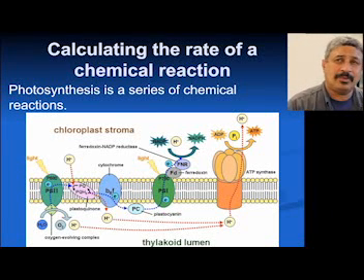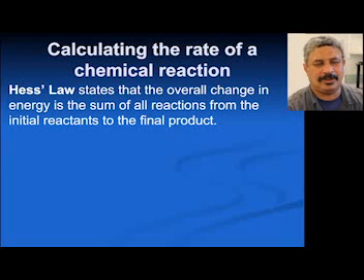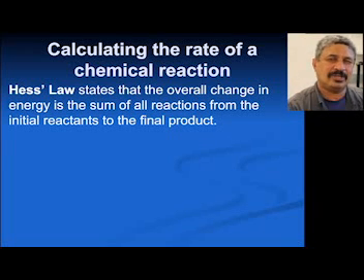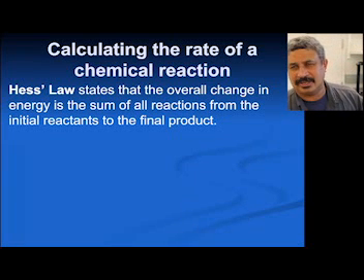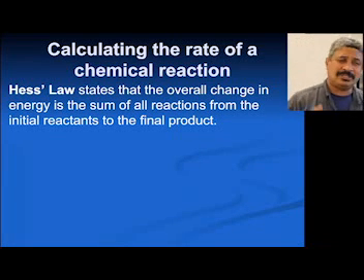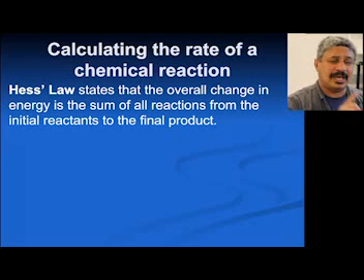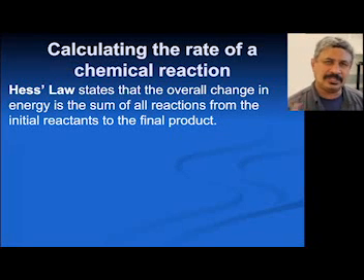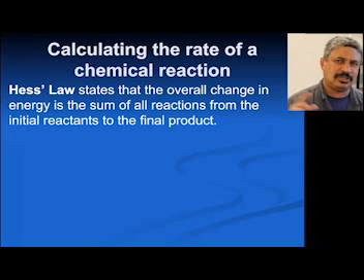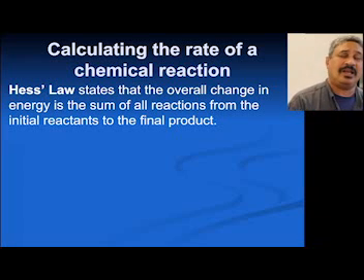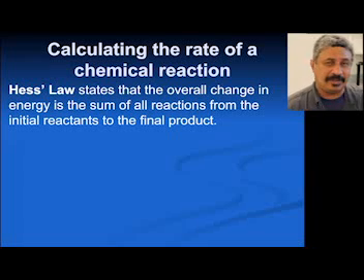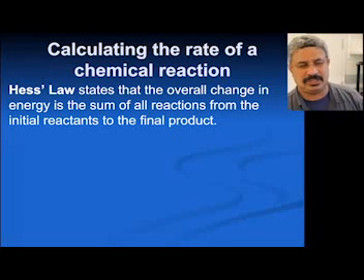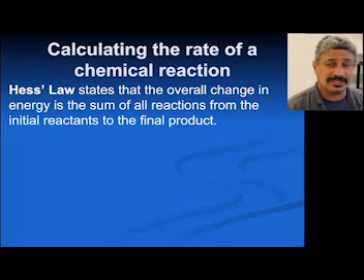Well, something I want to introduce to you is called Hess's Law. Hess's Law allows us to look at just the reactants, the initial molecules, and the products, the final molecules. And what Hess's Law states, and please write this down, is that the overall change in energy is the sum of all the reactions from initial reactants to the product. I can also use Hess's Law in terms of the overall rate of reaction, which is going to be the sum of all the reactions within that process from the initial reaction to the final reaction. So make sure you're writing Hess's Law down.